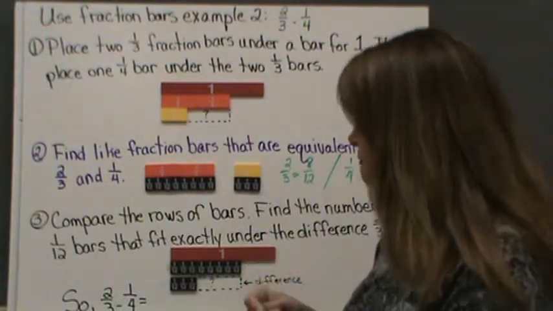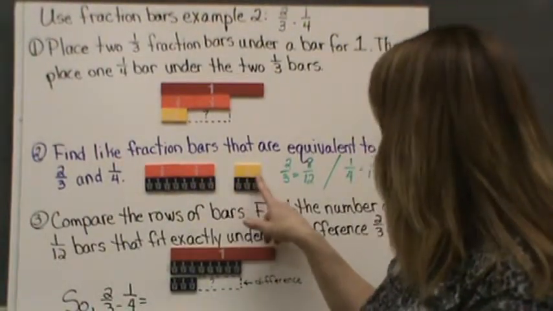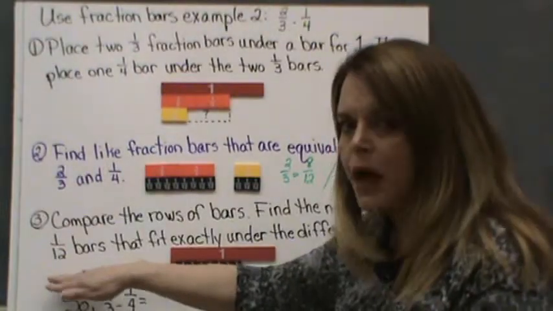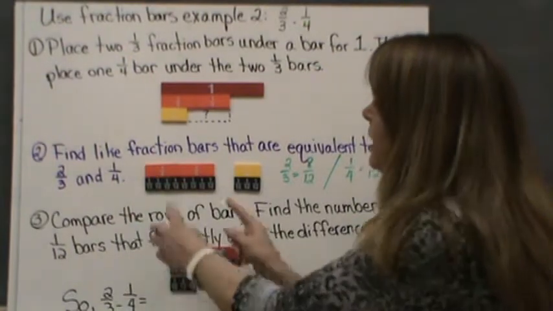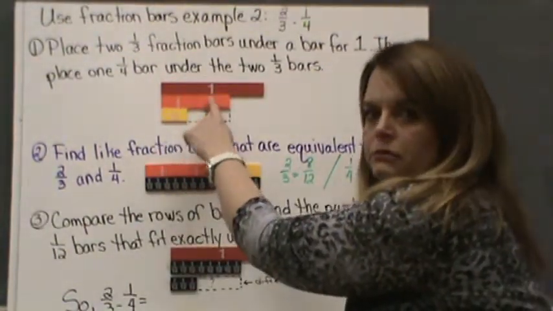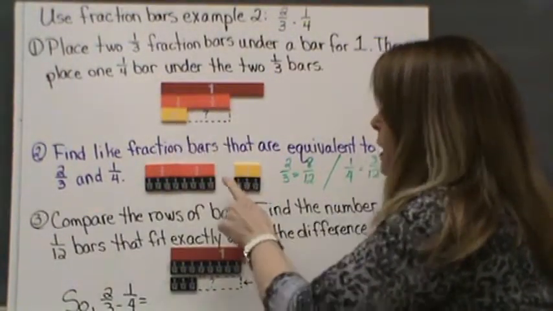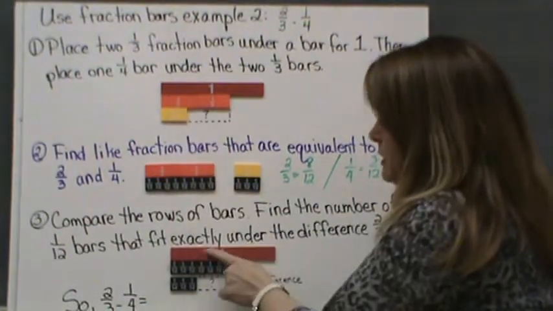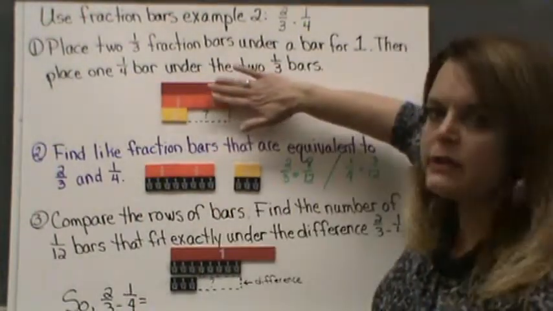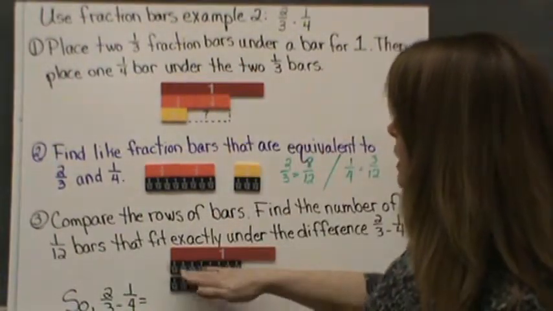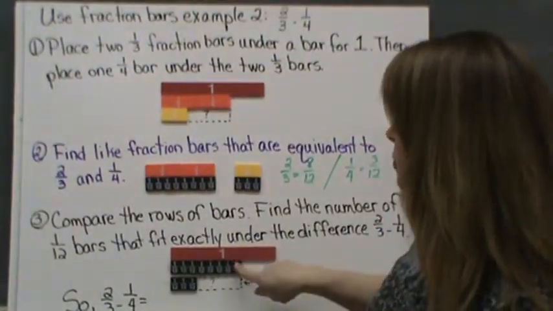So now I have to go back and compare the rows of bars, this row compared with this row, and find the number of 1/12 bars that fit exactly under the difference. So what I've done is I've replaced my original with these. I've pulled up my 1/4, I've put in my 3/12, and so I've built this equation with my fraction bars. This is exactly the same as this, but now my denominators are the same, whereas here they're 3 and this one's 4. Now they're all 12ths.